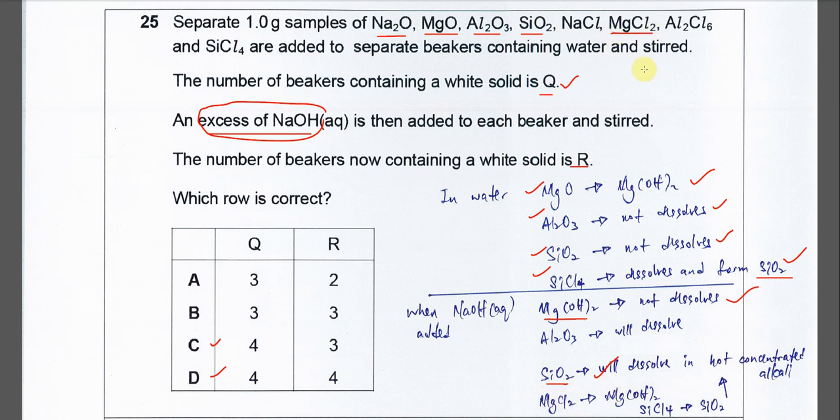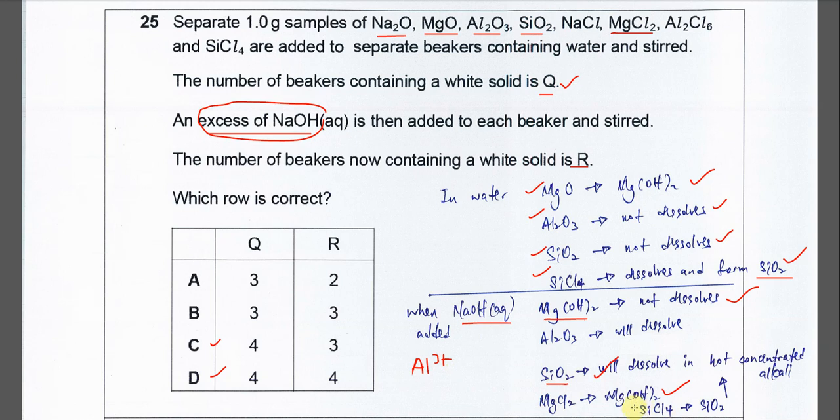Magnesium chloride here, just now, if you add sodium hydroxide in the magnesium chloride solution, it will form the magnesium hydroxide, it will form white solid. If you add sodium hydroxide in excess to the aluminium chloride solution just now, it will be similar to aluminium oxide. It will dissolve. So dissolve in excess. Because the solution has aluminium ion, when we add hydroxide in excess, the white precipitate will be soluble in excess.